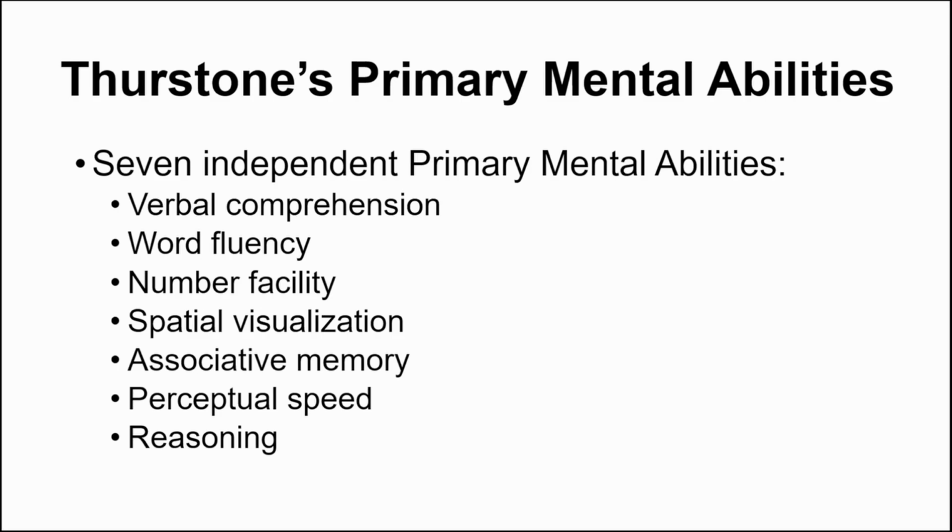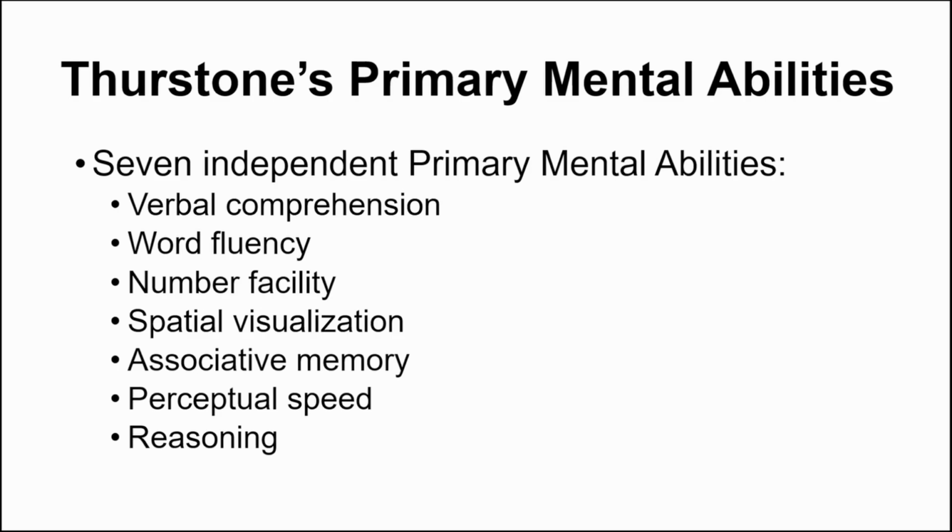Number facility is your ability to work with numbers; things like mathematics would fall in and around there. Spatial visualization is looking at things in your environment: can you figure out where things are located, and can you interact with things in a three-dimensional space? Associative memory is remembering things and linking them together. Perceptual speed is how quickly you can see things, notice things, or respond to things. And then reasoning is more of a broad, general logic application.